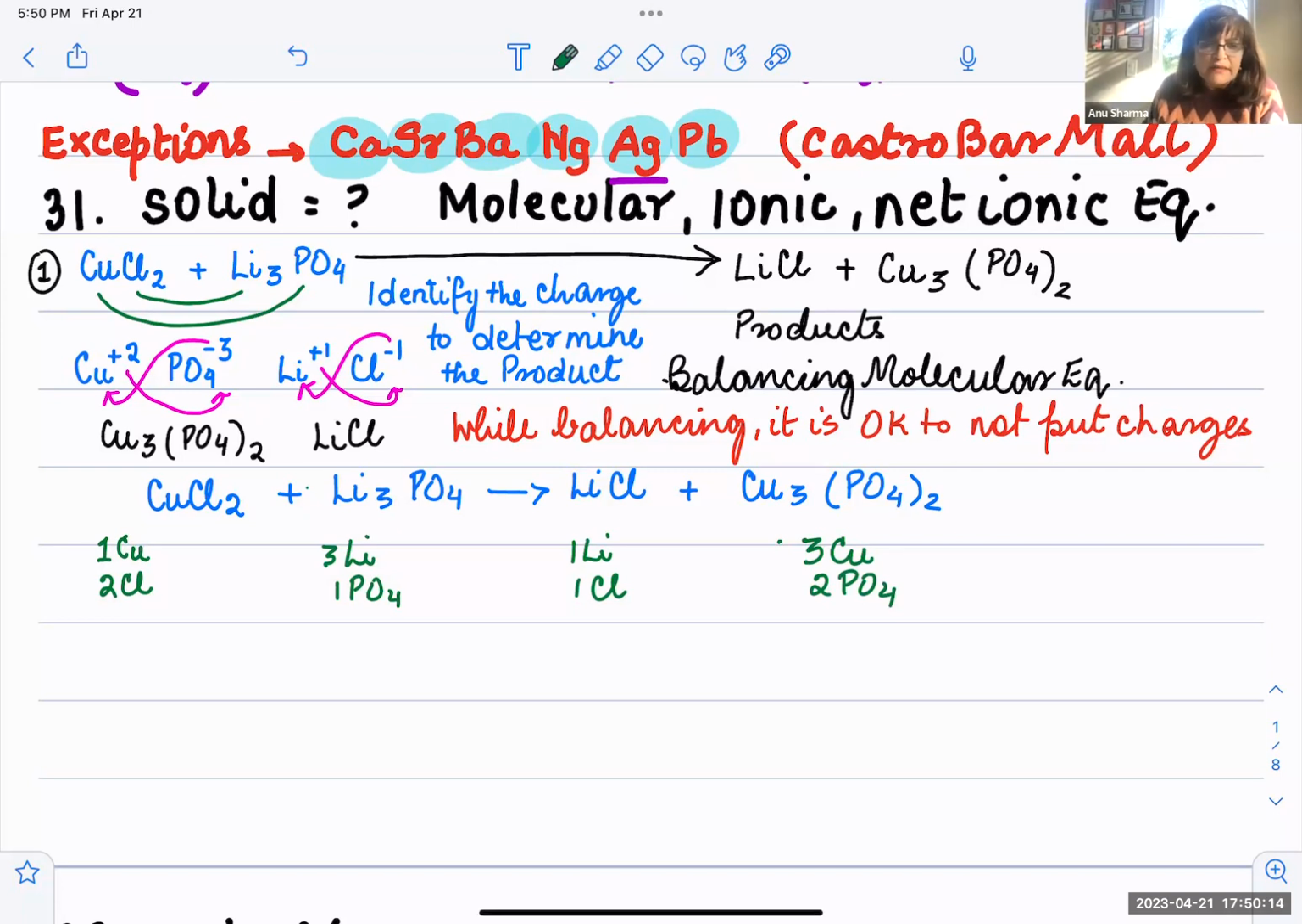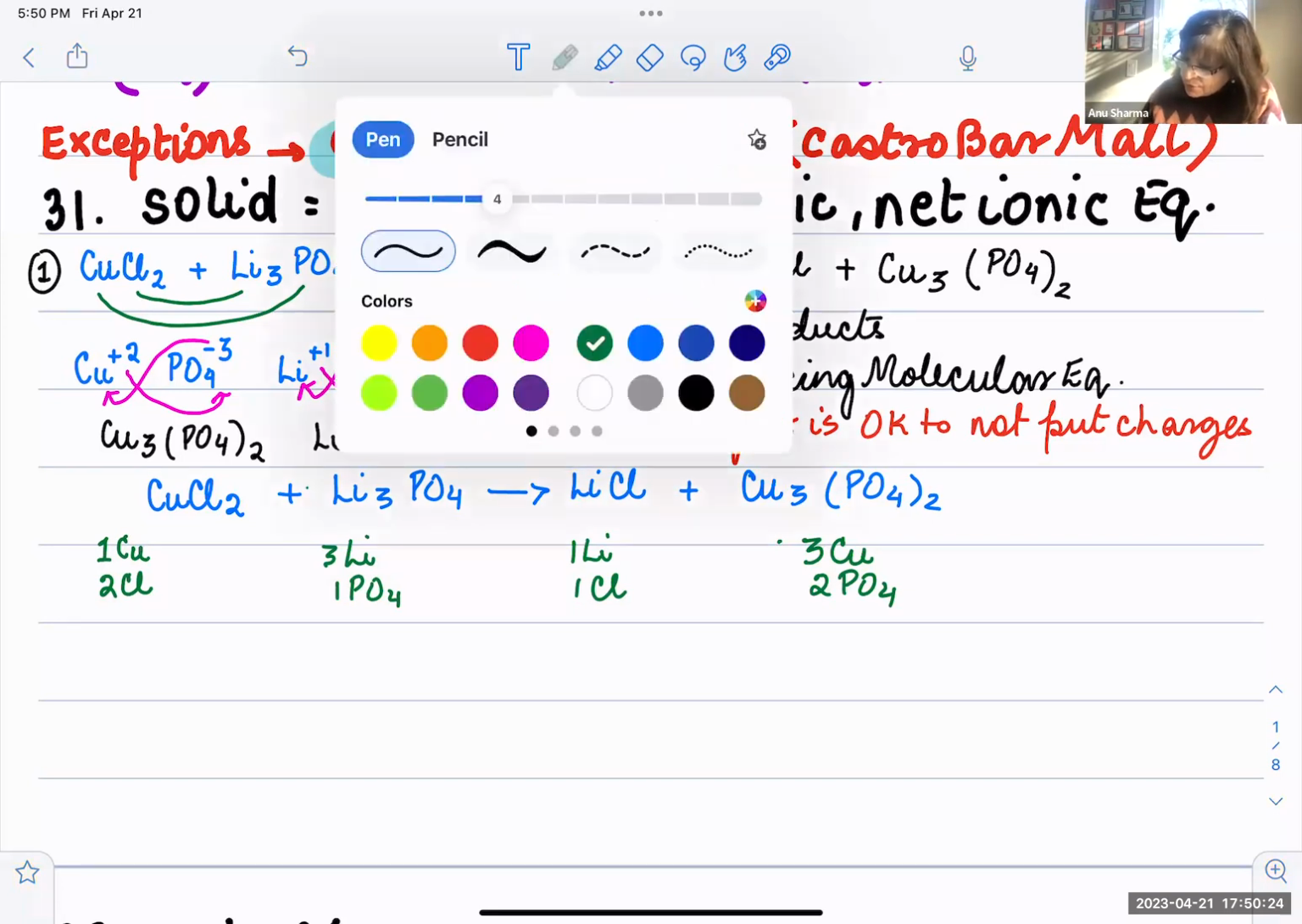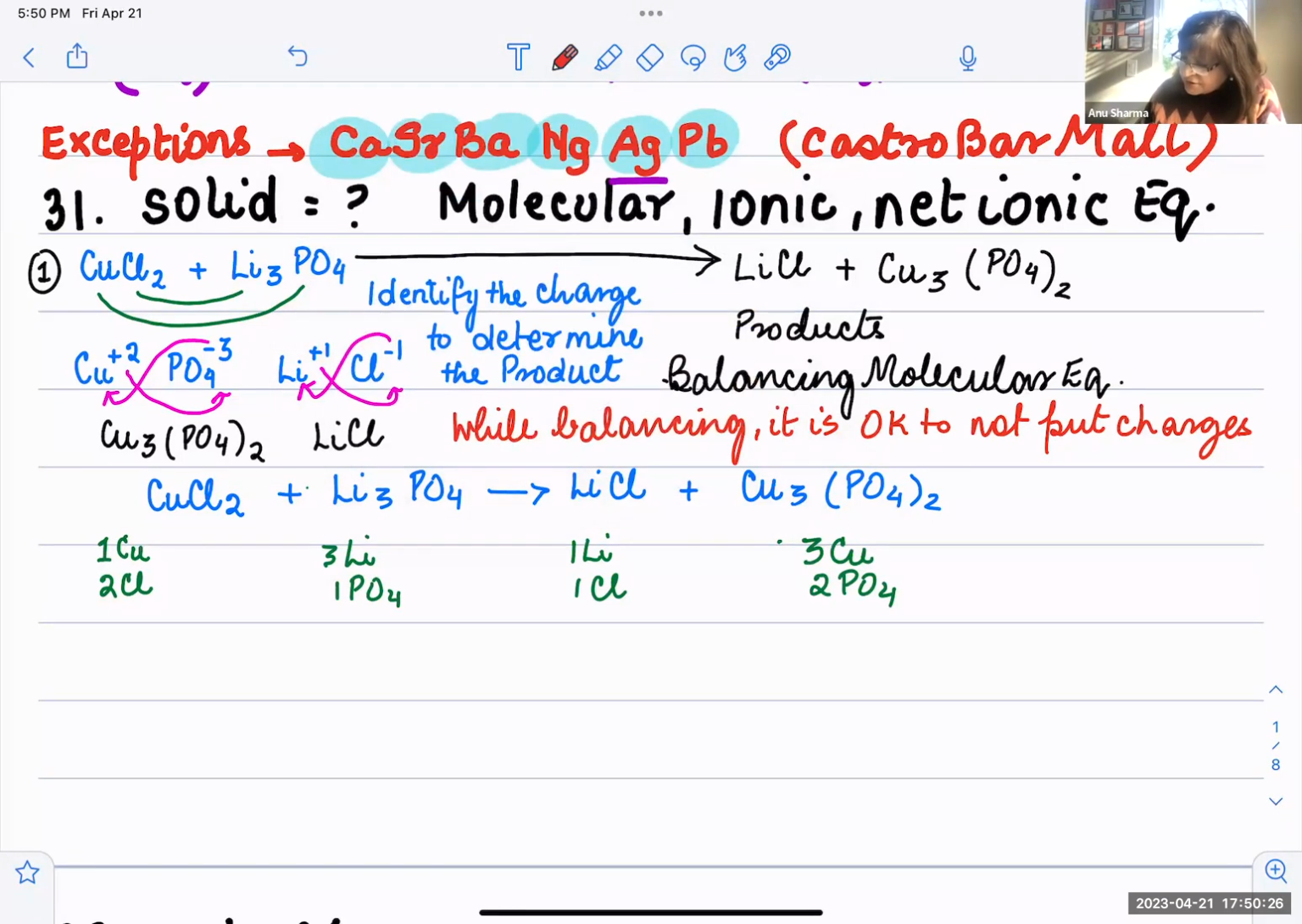Next is what is not balanced. Obviously, lithium is not balanced. Coppers are not balanced. Chlorines are not balanced, and phosphate is not balanced. So everything is not balanced. So what do we do? I'll just leave lithium chloride on one side. You can start from anywhere, but start from what is the most pressing. Phosphates are 2 and lithium is 3, and coppers are 3.